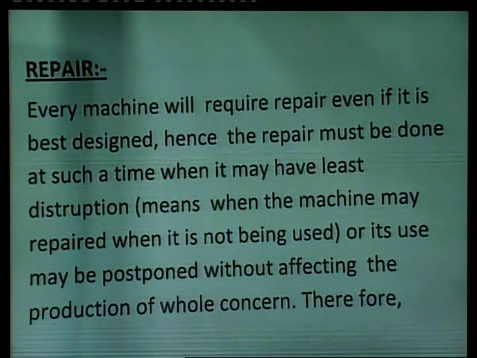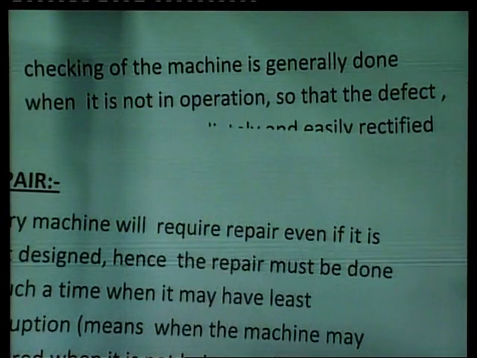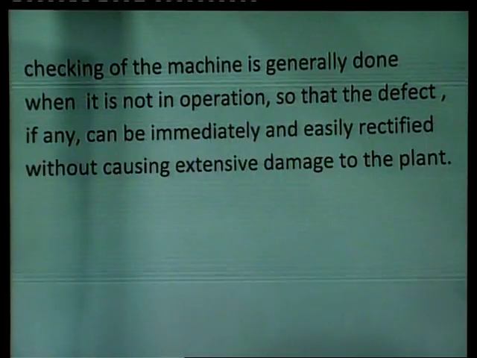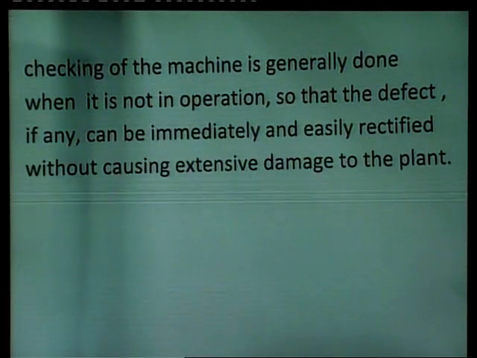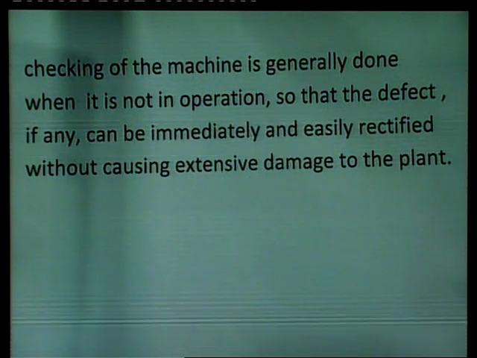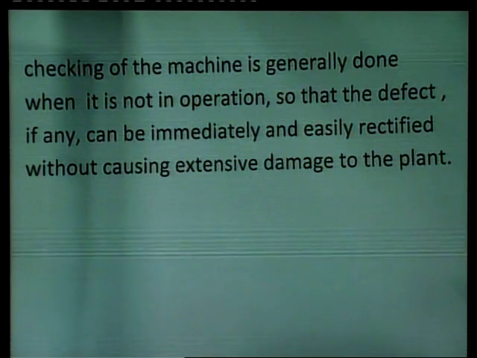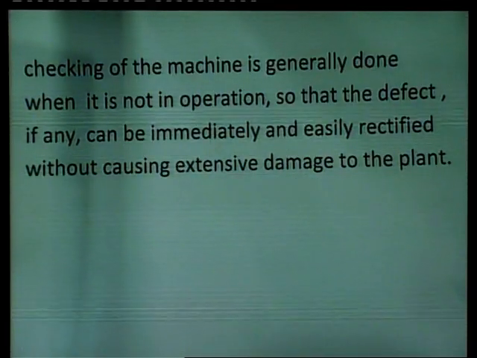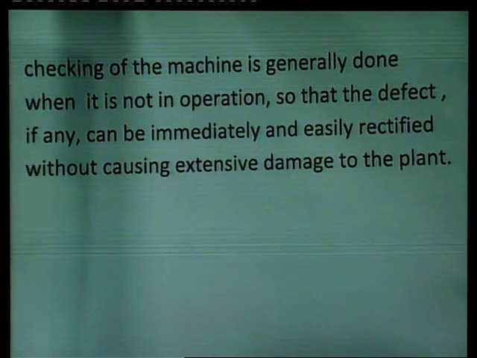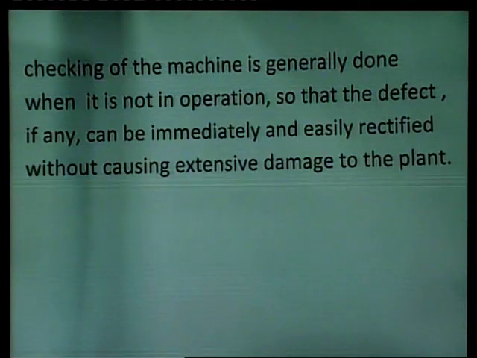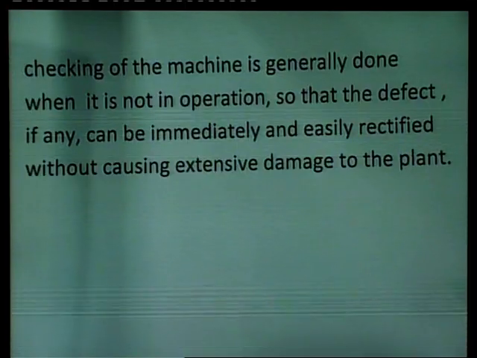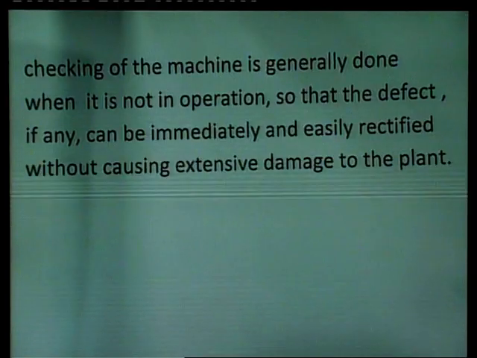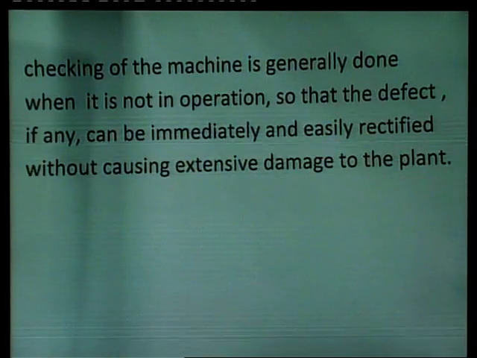Therefore, the checking of the machine is generally done when it is not in working operation, so that the defect, if any, can be immediately and easily rectified without causing extensive damage to the plant. So, when the repair of any machine is done, any defect can be seen and rectified at the same time, so that production will not be stopped.